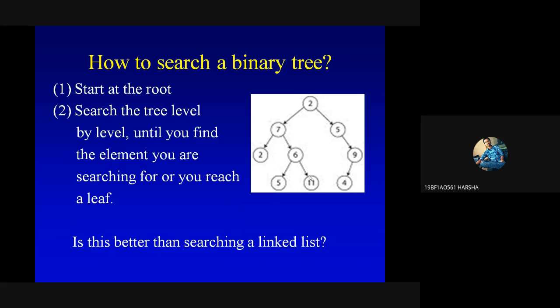So how to search a binary tree? We'll start with the root node and search the tree level by level. First we'll search the element in level 0, then in level 1, then level 2, and then level 3. Likewise we'll search until you find the element you are searching for, or you reach a leaf. Up to the leaf we'll search the value.